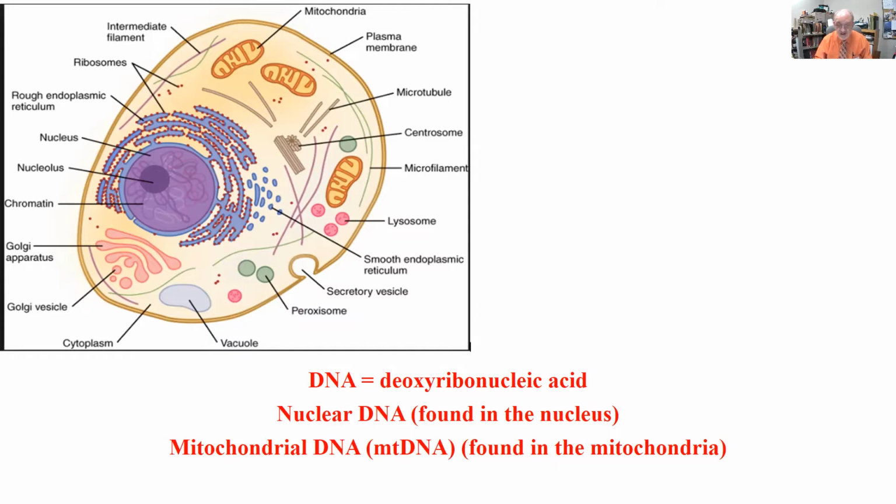Nearly every cell in a person's body has the same DNA. Most DNA is located in the nucleus of a cell, or nuclear DNA. But a small amount of DNA can also be found in the mitochondria, or mitochondrial DNA, mtDNA as an abbreviation. Mitochondria are structures within cells that convert the energy from food into a form that cells can use.